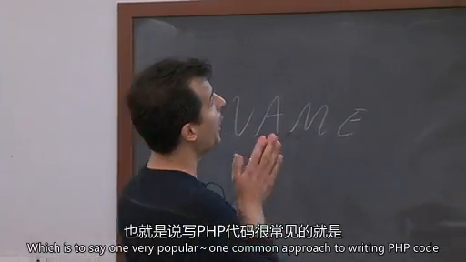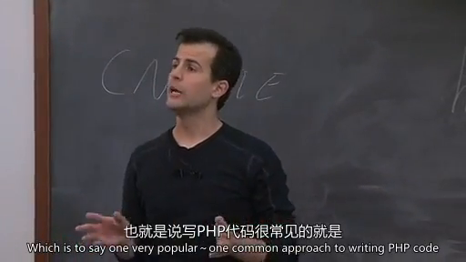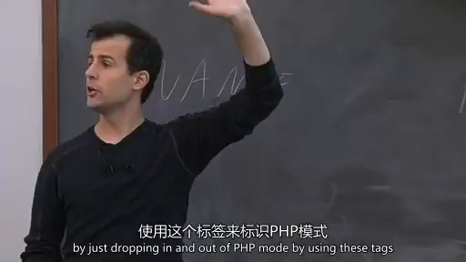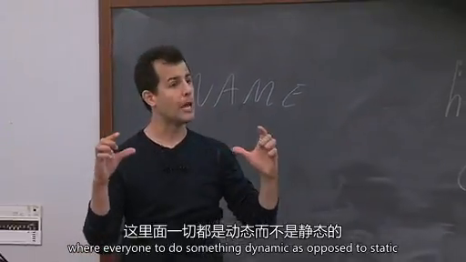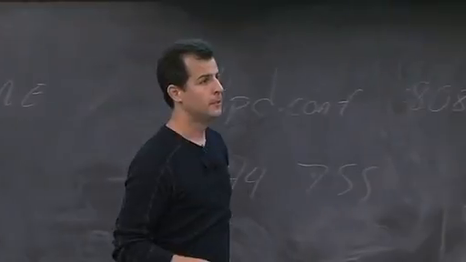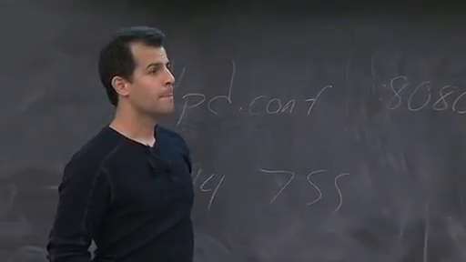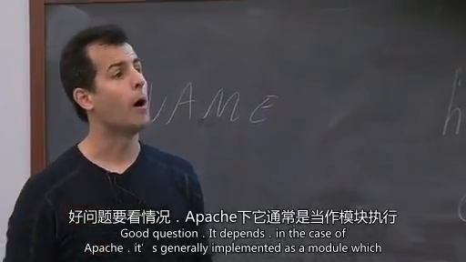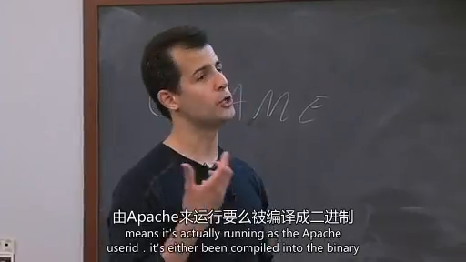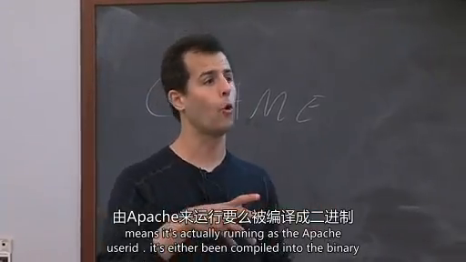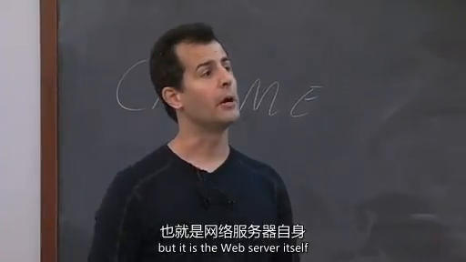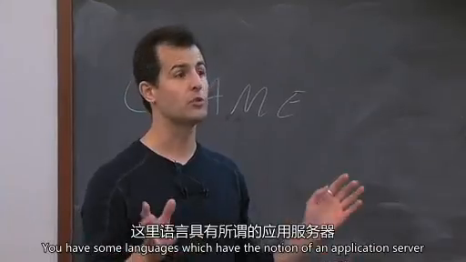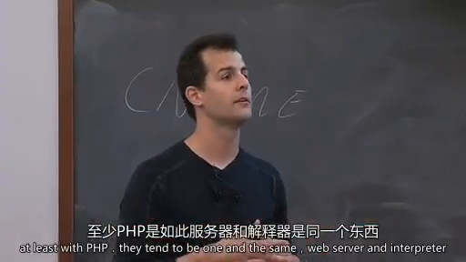Which is to say, one common approach to writing PHP code is actually to commingle HTML and PHP by just dropping in and out of PHP mode by using these tags wherever you want to do something dynamic as opposed to static. What's the container on the server that's actually executing your PHP? Is that in Apache? Good question. It depends. In the case of Apache, it's generally implemented as a module, which means it's actually running as the Apache user ID. It's either been compiled into the binary or Apache has this modular capability, but it is the web server itself. Whereas some languages have the notion of an application server, at least with PHP, they tend to be one and the same, web server and interpreter.